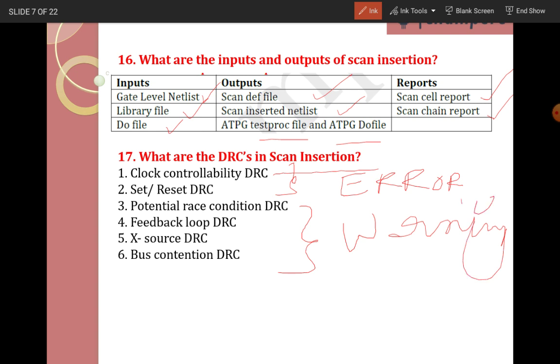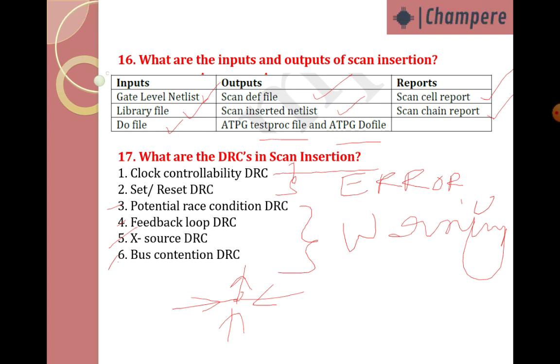Warning DRCs include potential race condition DRC, feedback loop DRC, exhaust DRC, and bus contention DRC. Bus contention DRC means one node is connected to different buses or nets with different values. Exhaust DRC arises whenever we have memories. While doing scan, we need to block the memories. If they are not blocked, we will get the exhaust DRCs. These are the DRCs mainly important for interviews.